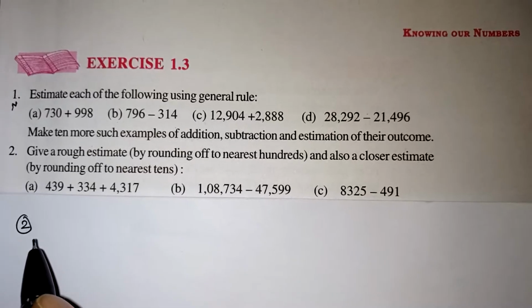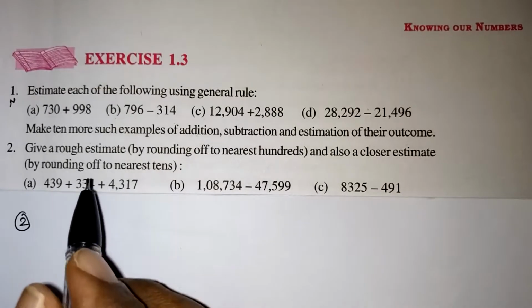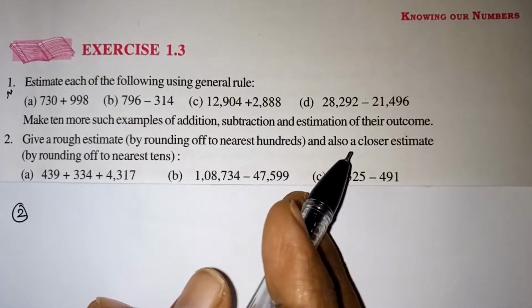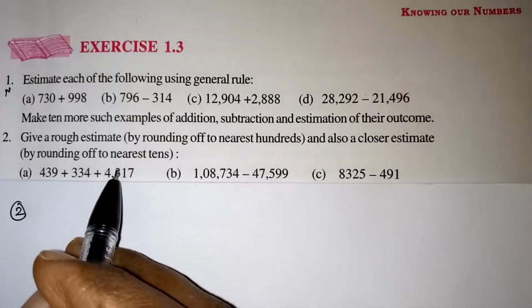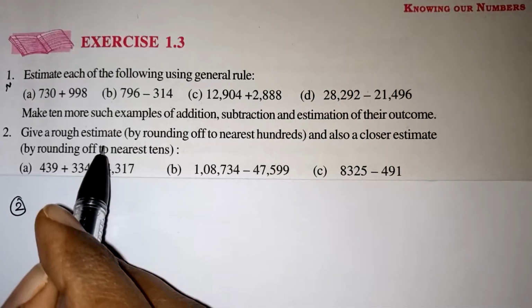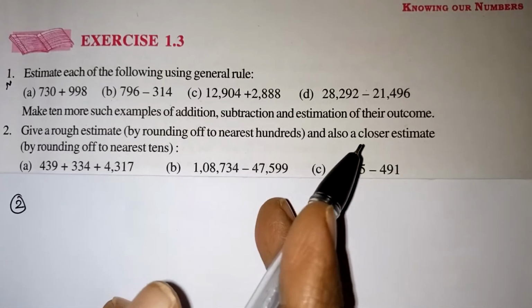Hi students, in this video we are going to learn exercise number 1.3, question number 2. Give a rough estimate by rounding off to nearest hundreds and also a closer estimate by rounding off to nearest tens. So we are going to do two estimations. One is a rough estimation, the other one is a closer estimation.